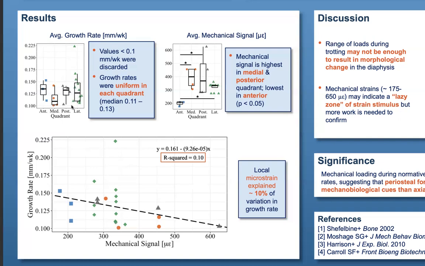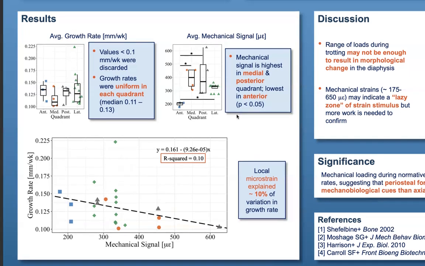The median growth rates across each quadrant fell within actually a pretty narrow range, seen here between 0.11 and 0.13 millimeters per week. Now, it's important to note that we discarded all values less than 0.1 millimeters per week, and we did so due to the resolution of our CT scanners limiting our ability to realistically calculate anything smaller or more detailed.